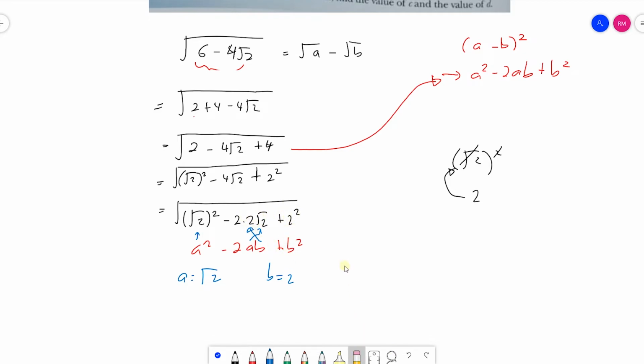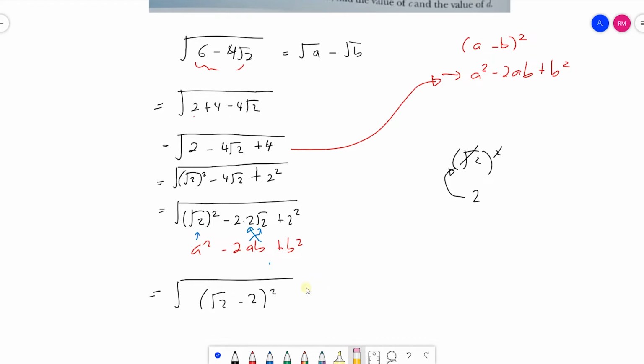So which means we got everything, and we managed to rearrange everything in the form of a square minus 2ab plus b square. So what we need to do is factorize everything. If you factorize, we need to make sure it is in the form of (a minus b) square, correct? And we know a is surd 2. So (surd 2 minus b, which is 2) and then square it.